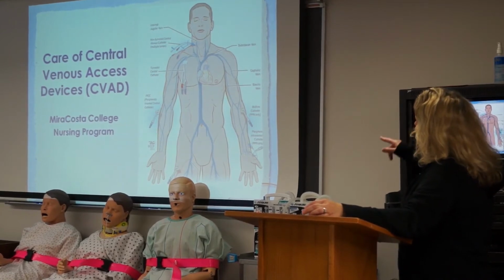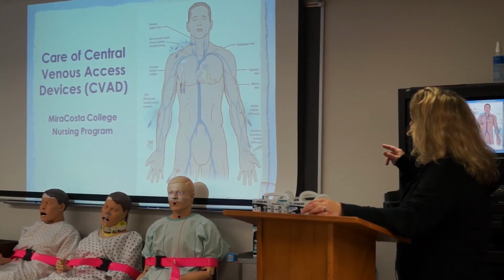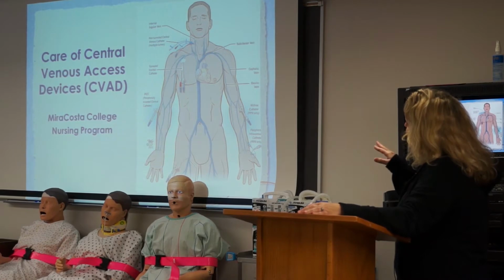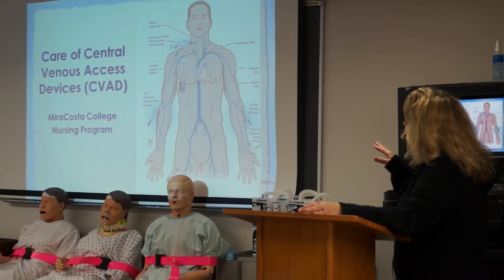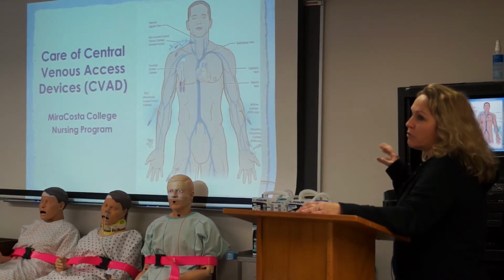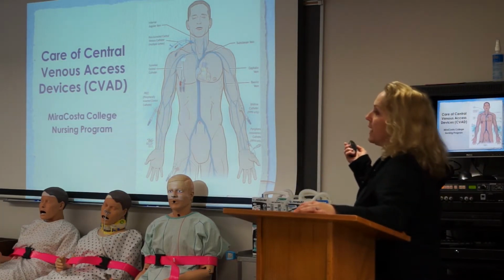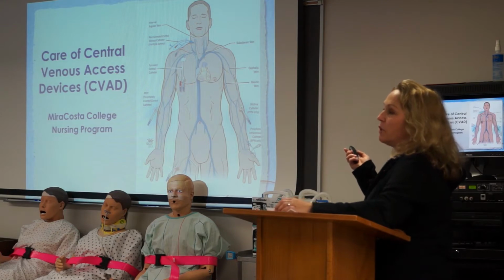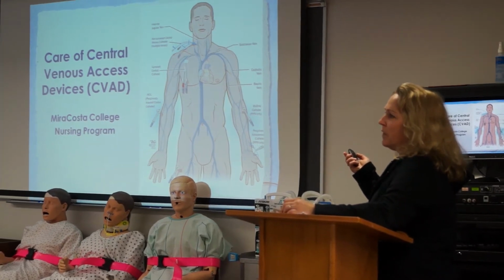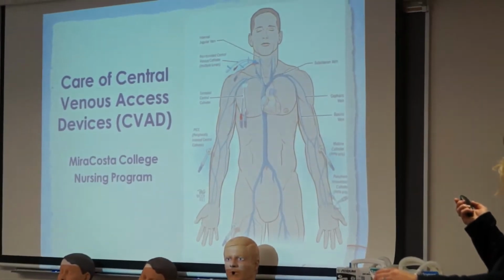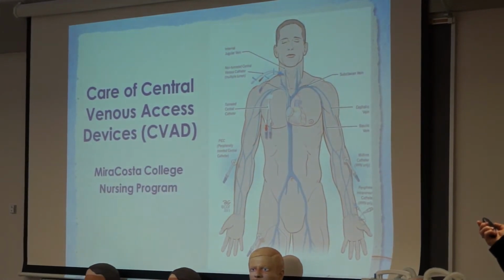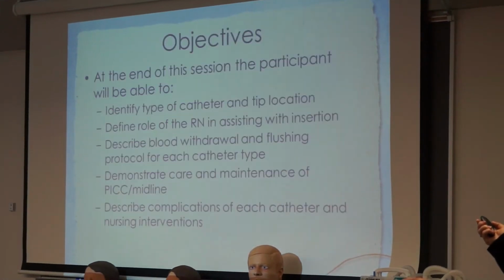As you can see by this initial picture, there's a lot of different access points. I just want you to be aware of all the different veins that can be accessed for central circulation. This is going to be loaded up so you can pull it off of Blackboard. But there are a lot of different places that you can have a central line. It's not just one or two places.